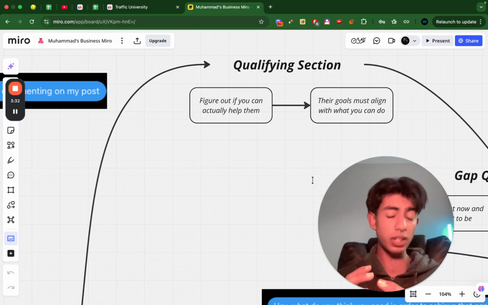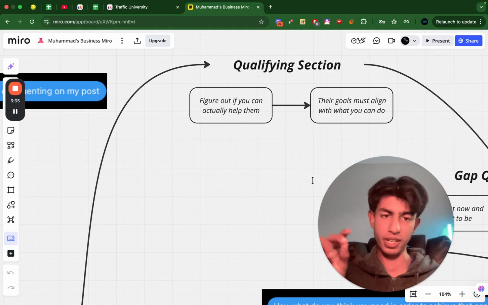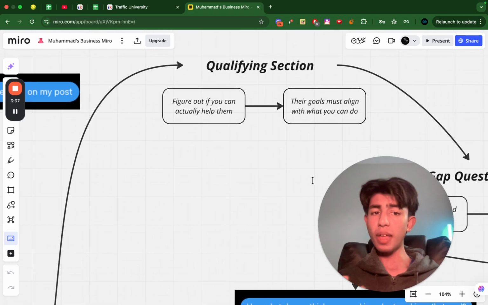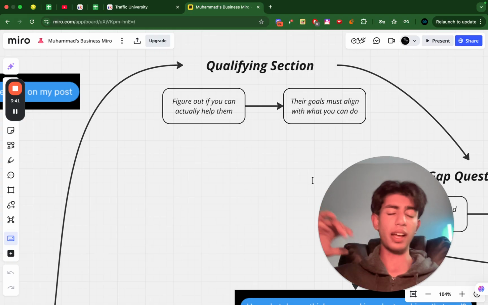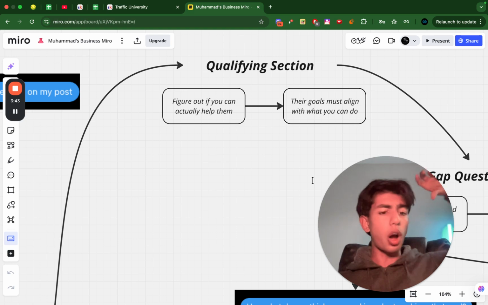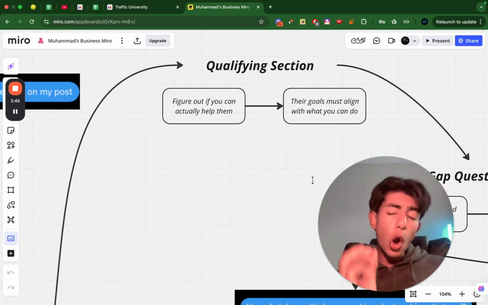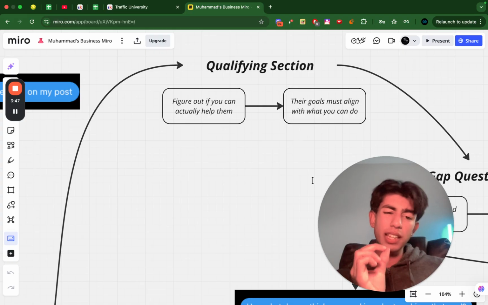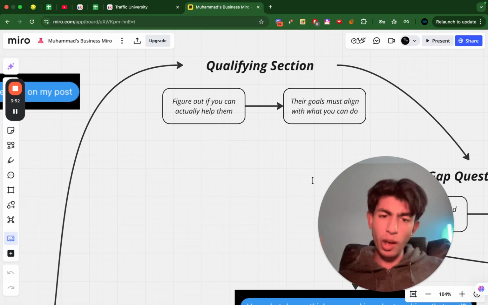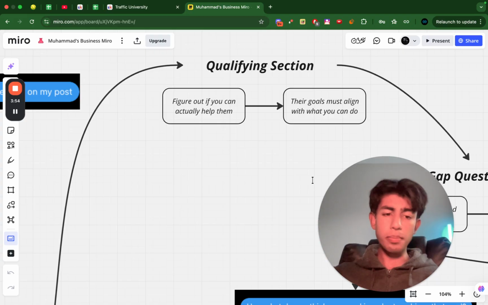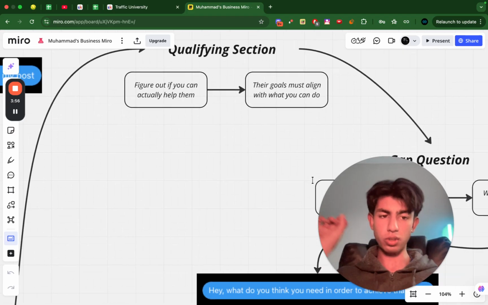And you have to tell the truth to yourself. No bullshitting. And also make sure that their goals align with what exactly you can do. Because if their goals are something different, like I want to scale my business to $100,000 a month, and you can only help them scale to 20K a month, then that's not going to make sense. Their goals are completely different to what you offer, and you're not going to be able to help them. Or even long-term brand sustainability, you're going to get terrible testimonials as well.